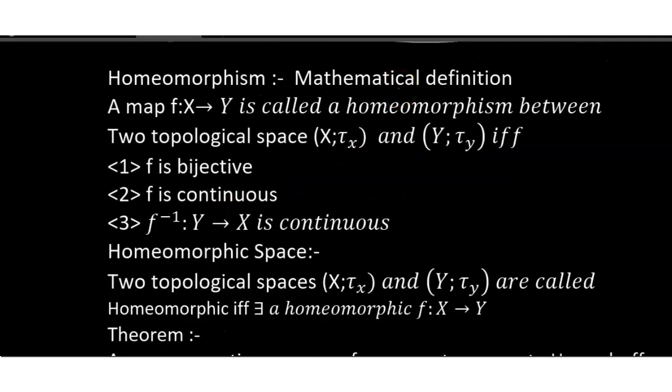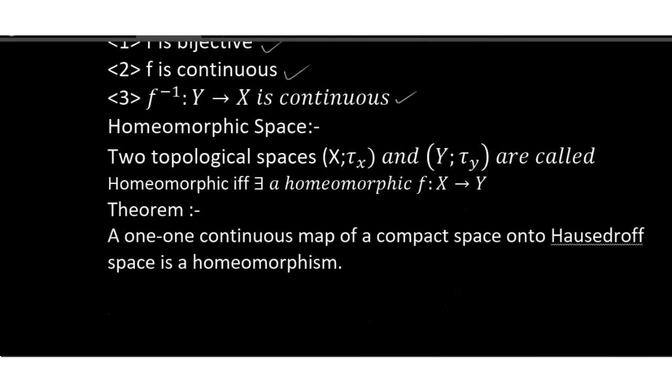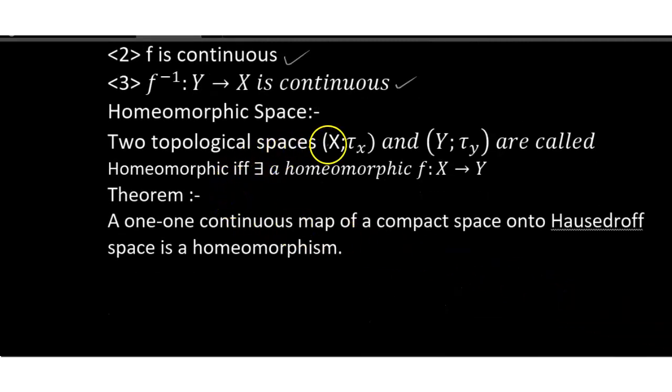Homeomorphism. Mathematical definition. A map f: X to Y is called a homeomorphism between two topological spaces (X, tau_X) and (Y, tau_Y) if and only if f is bijective, f is continuous, and f inverse, Y to X, is continuous. Homeomorphic spaces. Two topological spaces (X, tau_X) and (Y, tau_Y) are called homeomorphic if and only if there exists a homeomorphism f such that X to Y.